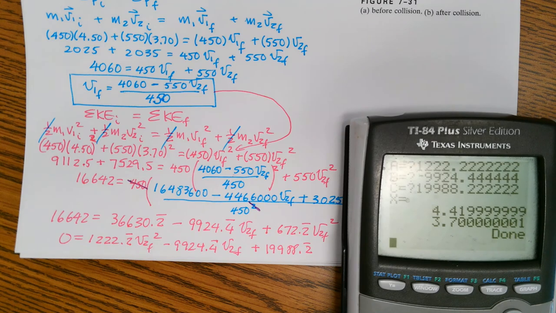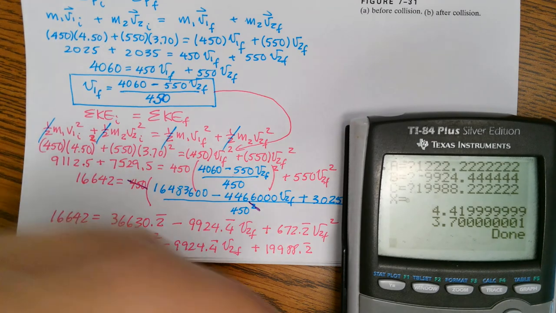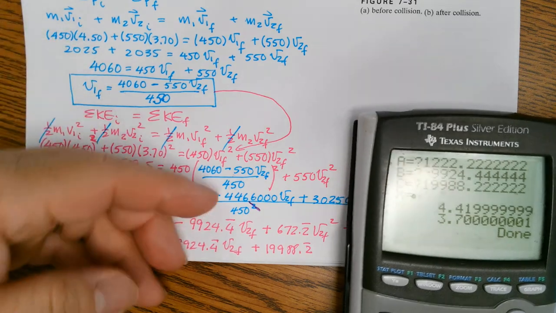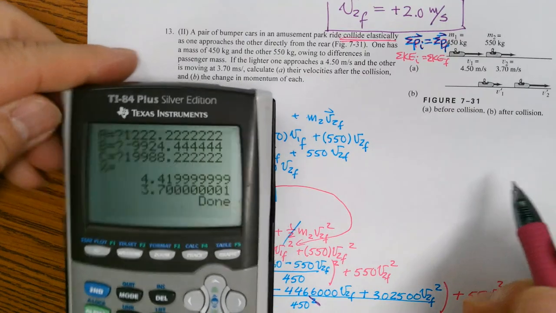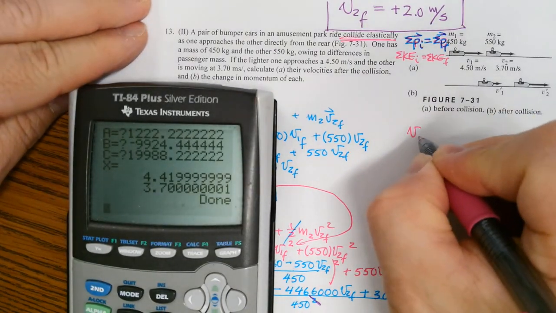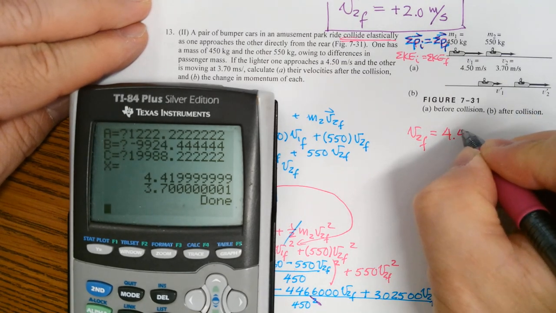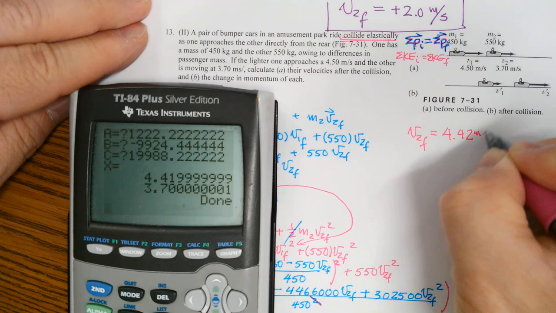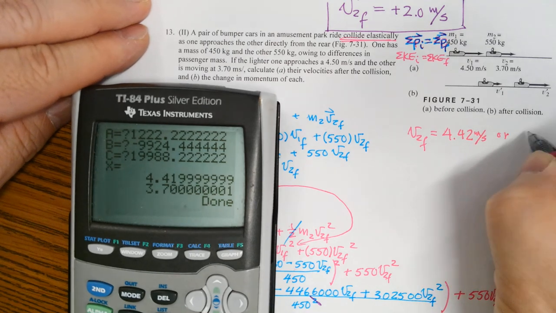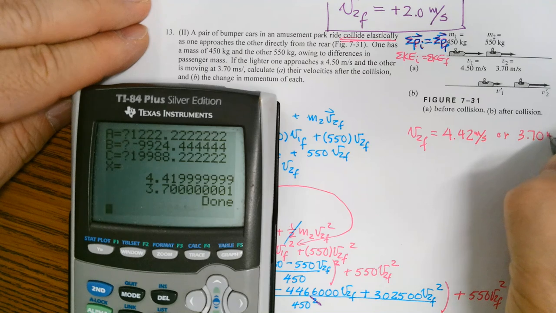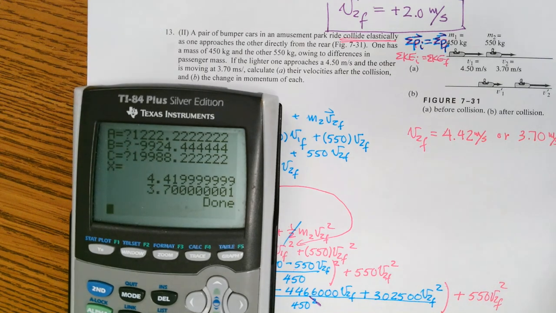What do I do? I got two positive answers. So here I get V2 final is equal to 4.42 meters per second or 3.7 meters per second. Which one's going to be the one? Which one do I pick?